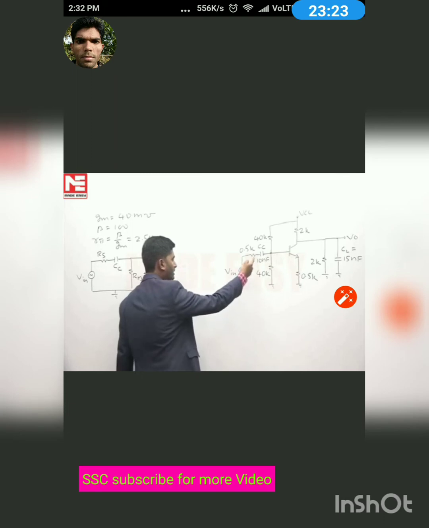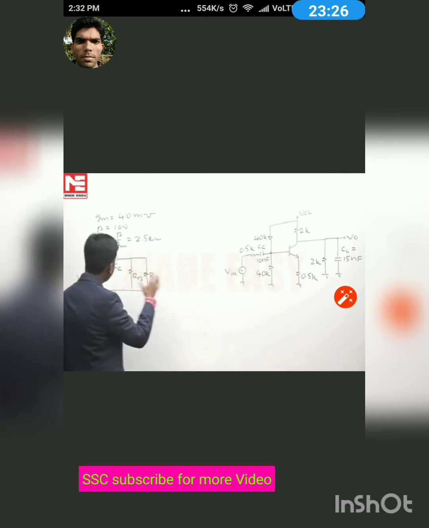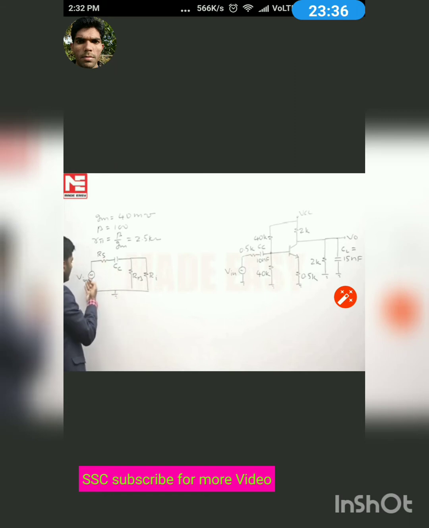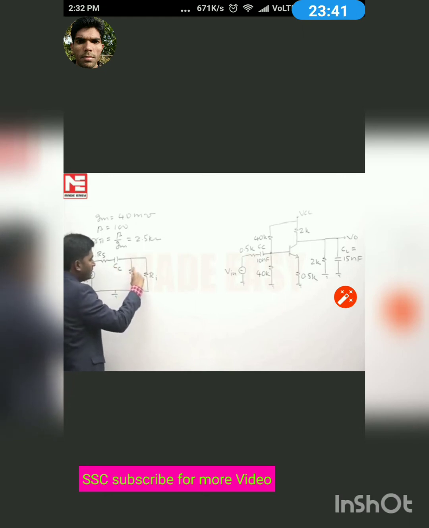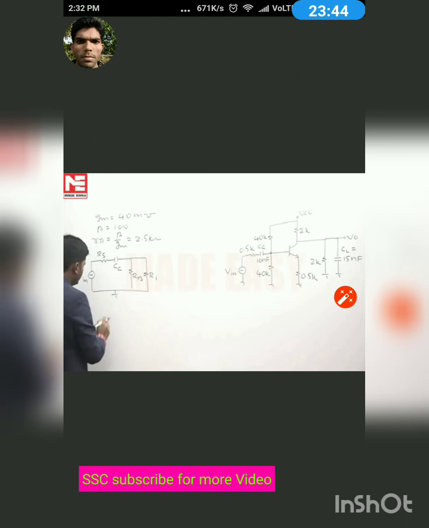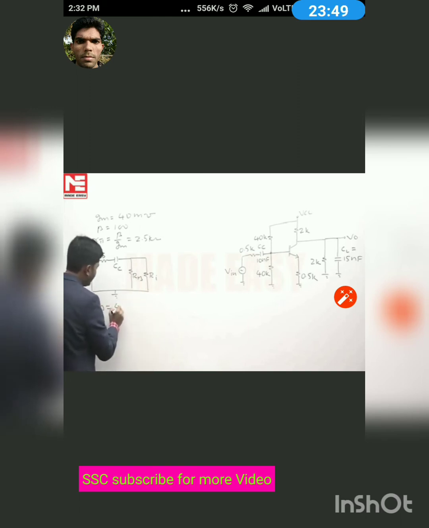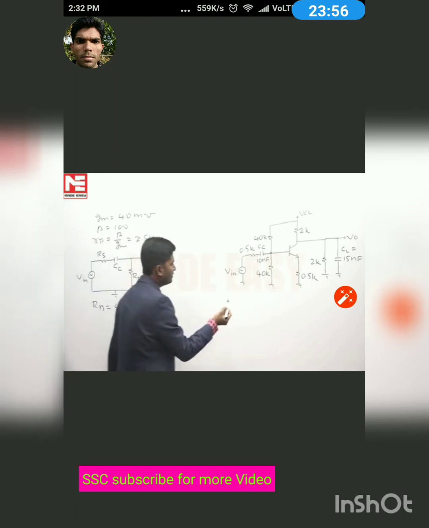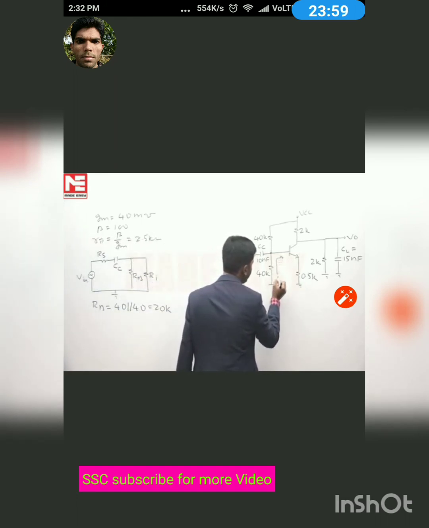To find this lower cutoff, I have drawn the equivalent circuit. This is only the equivalent circuit of the input side. This is the coupling capacitor. On the left side of it you will see the source impedance and the signal source, and on the right side of the coupling capacitor you will see RB and then Ri. That RB is the parallel combination of R1 and R2, 40 parallel 40, that will be 20 kilo ohm, and Ri will be the input resistance of this amplifier, the resistance which I see from here.